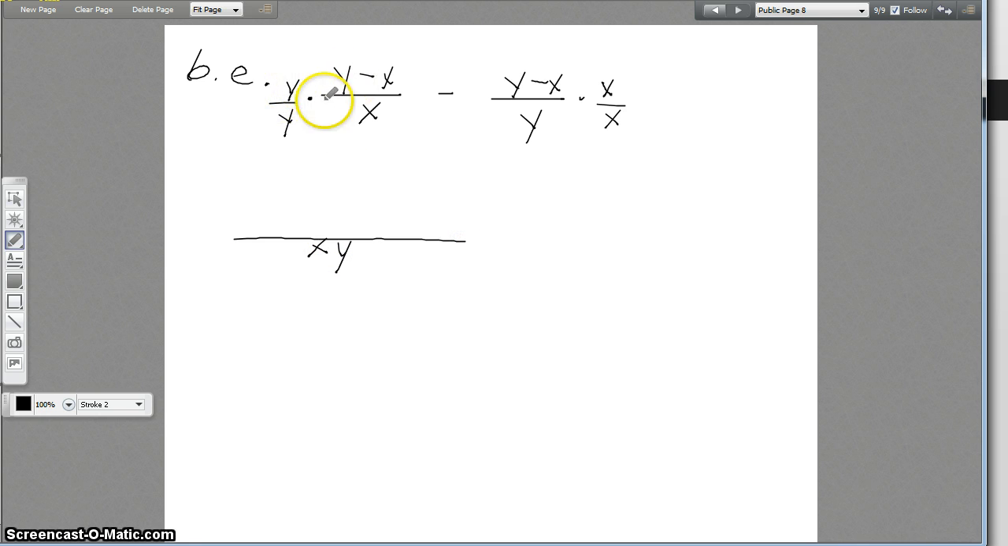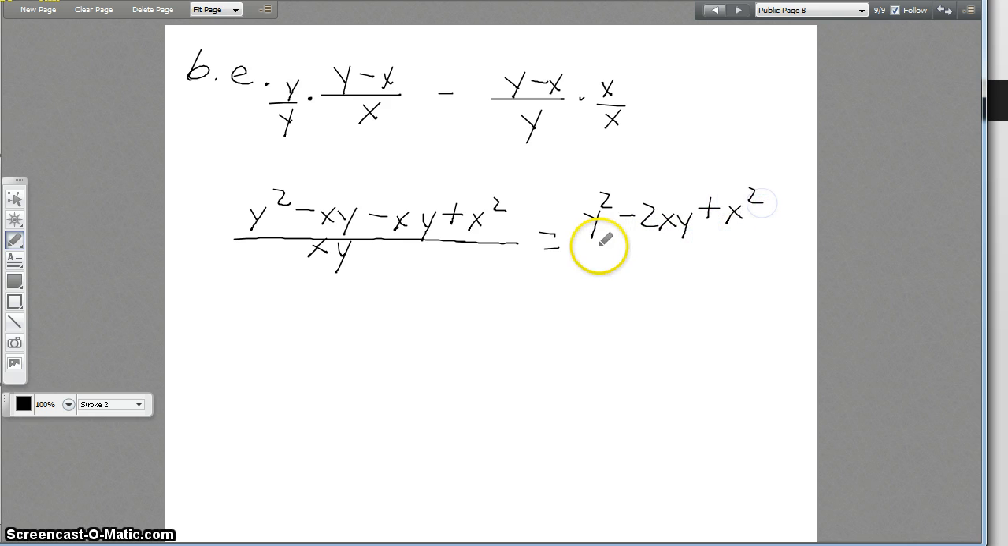On the left, we have y times y is y squared. We have y times negative x is negative xy. We have negative times y times x, that's negative xy. We have negative times negative x, which is going to make a positive x, times x, so that is x squared. Okay, so now let's take a look at what we have here. We have (y squared minus 2xy plus x squared) over xy.